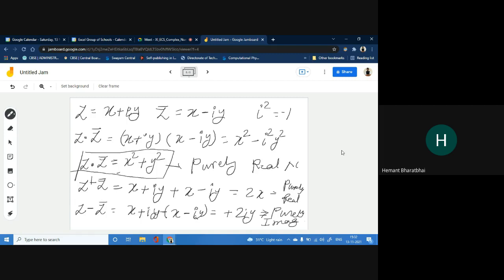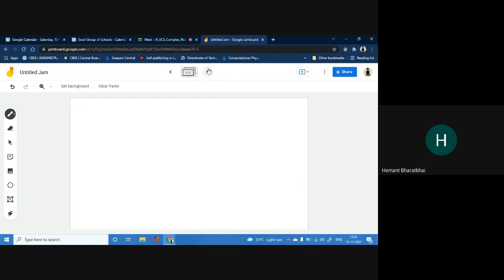Okay, I hope everyone has understood. Now let's try to understand how to divide two complex numbers. So we saw today how to add two complex numbers, how to subtract two complex numbers, how to multiply two complex numbers. Now we'll be seeing how to divide two complex numbers. So I have something like this: Z1 upon Z2. I want to divide two complex numbers, right?